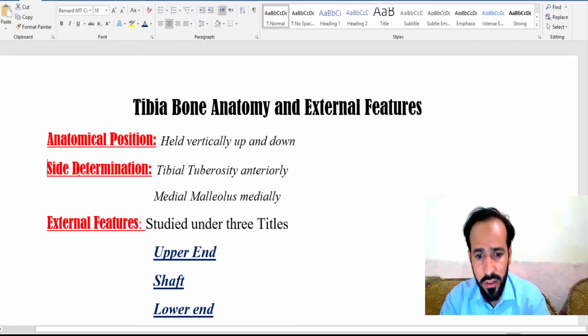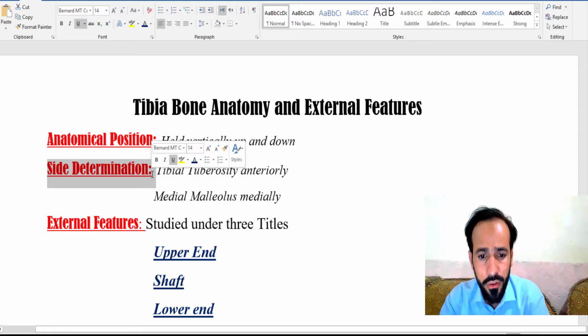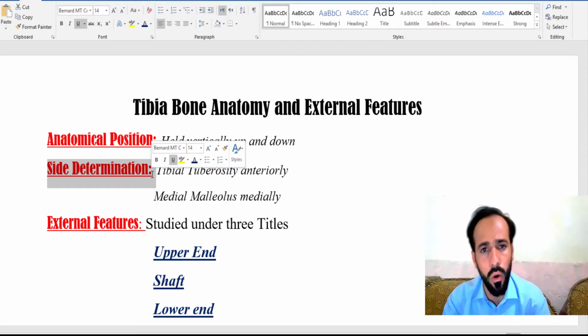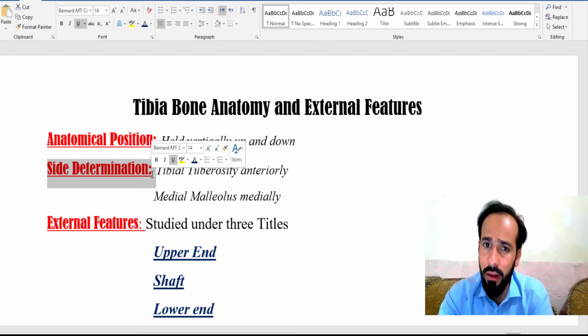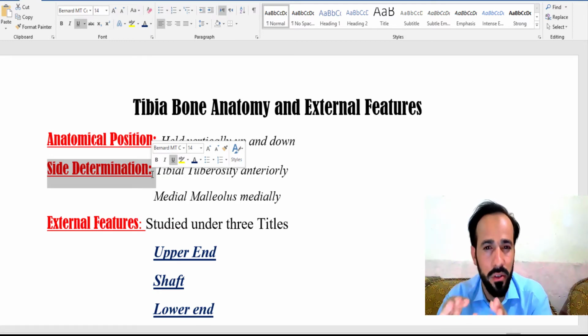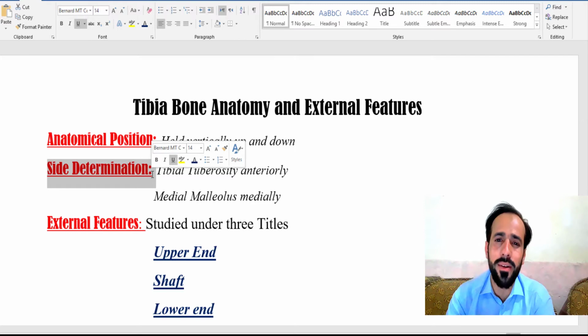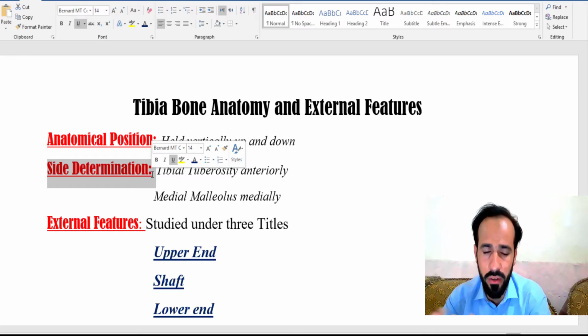Then about the side determination of the tibia bone: how do we determine whether the tibia is the right one or the left one? Sometimes the examiner asks, is this the right tibia or the left tibia? So how can you tell the examiner that it is the right or the left? My friends, I will show this in the practical video when I discuss the anatomy of the bone, but we will have the bone in our hand and we will see all those important markings in the bone, right? In the video we will also see the side determination. Don't worry guys, I will show you there.